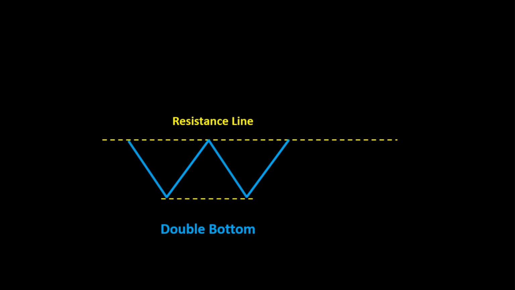A breakout above the resistance line confirms the pattern. If the price then pulls back to retest the resistance line and shows signs of rejection, it presents a potential buy opportunity, as there is a high probability that the price may continue moving upward from this level. Let's look at a real market chart example of the double bottom pattern.